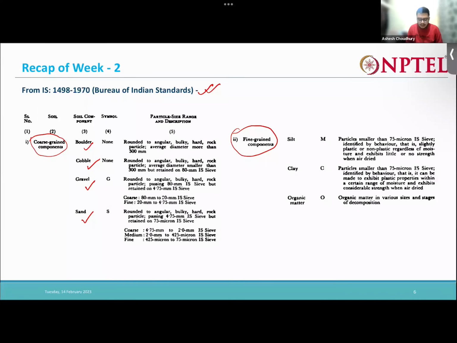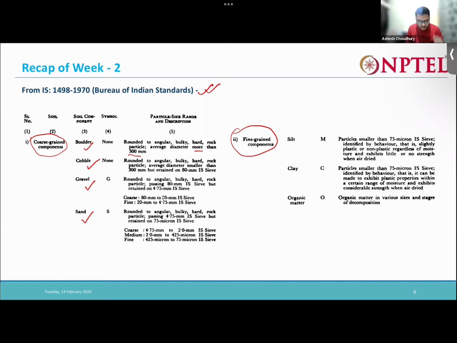So what are boulders? Boulders have average diameter more than 300 mm. Then what is cobble? Cobbles are rounded to angular soil components that have sizes smaller than 300 mm but bigger than 80 mm. It's written here: average diameter smaller than 300 mm, but retained on 80 mm IS sieve. That means bigger than 80 mm diameter size.